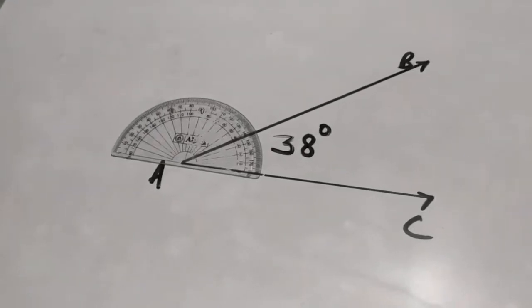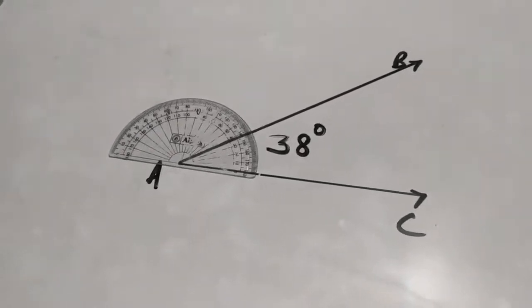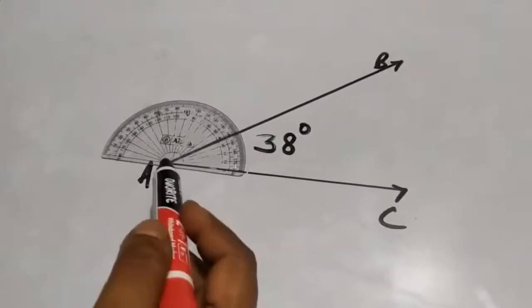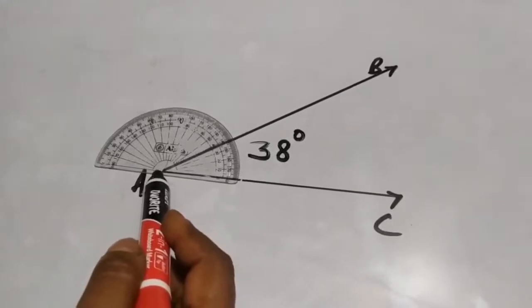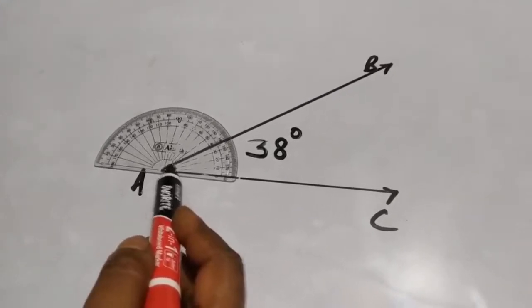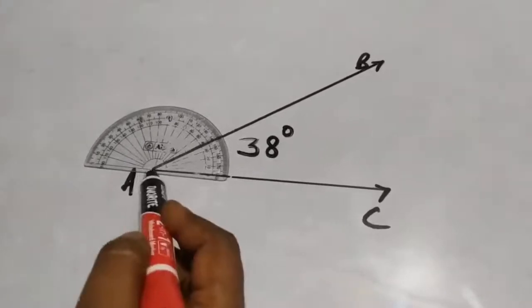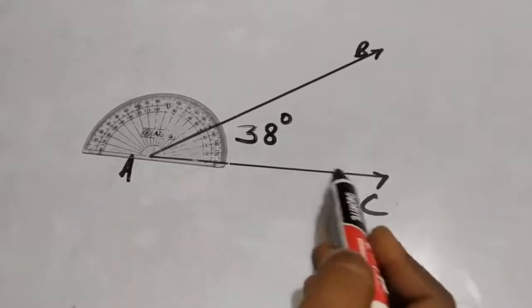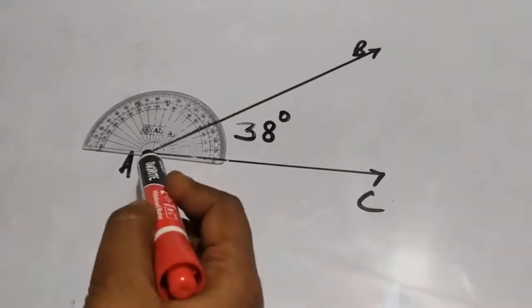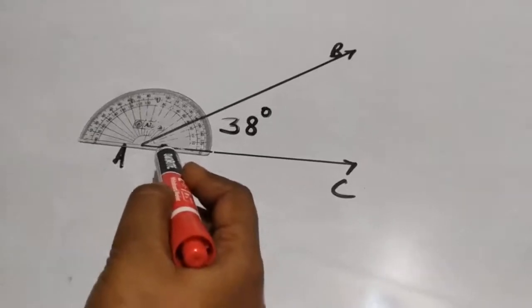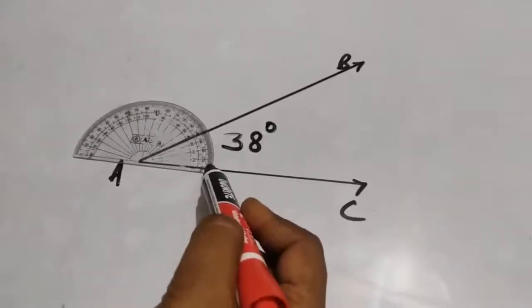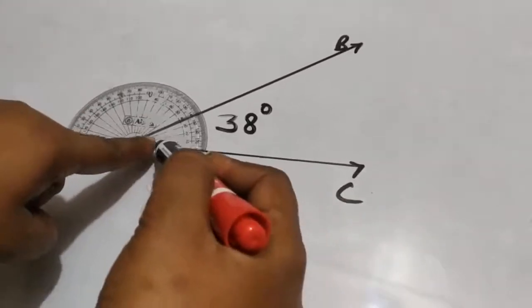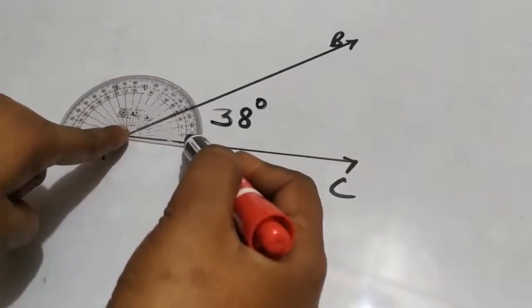Okay, so in this way you have to measure it. Now let us take another step. Firstly you should always look that the 0 of this scale must coincide with the vertex, and the base of this protractor must coincide with one arm of the angle. This is the one arm AC, and the 0 will be at the vertex A, and the base line of the protractor must coincide with arm AC, one on top of the other.